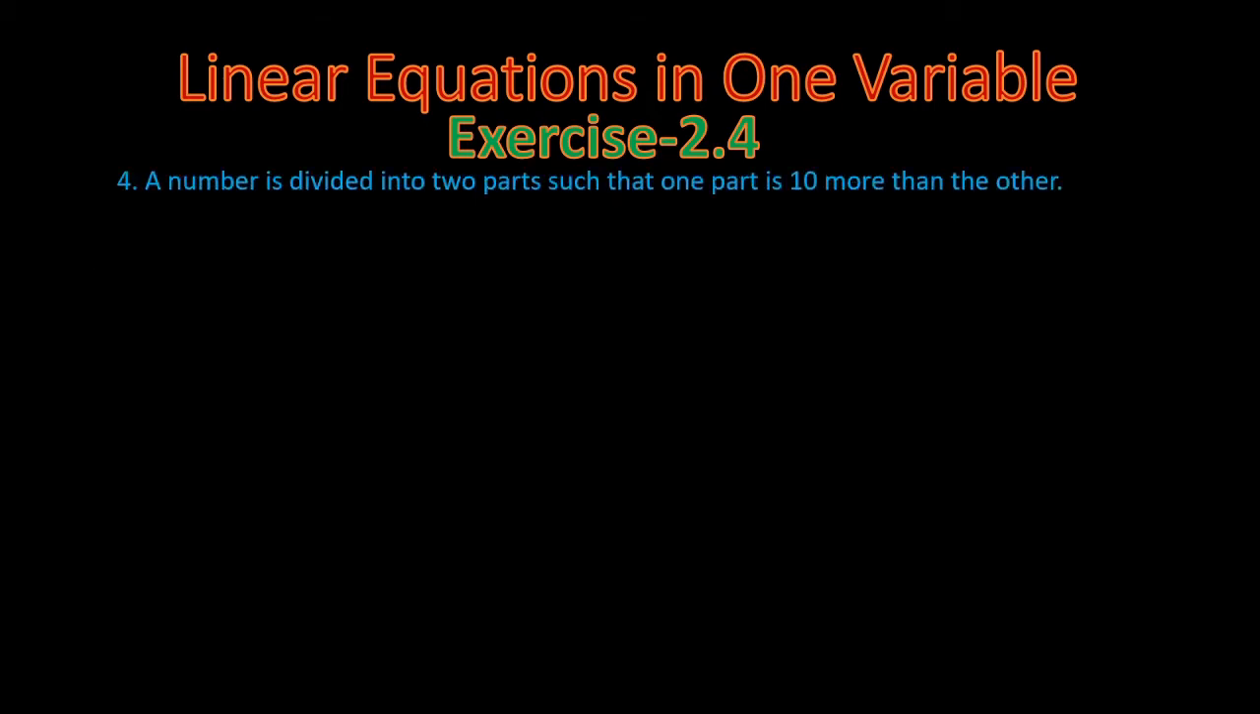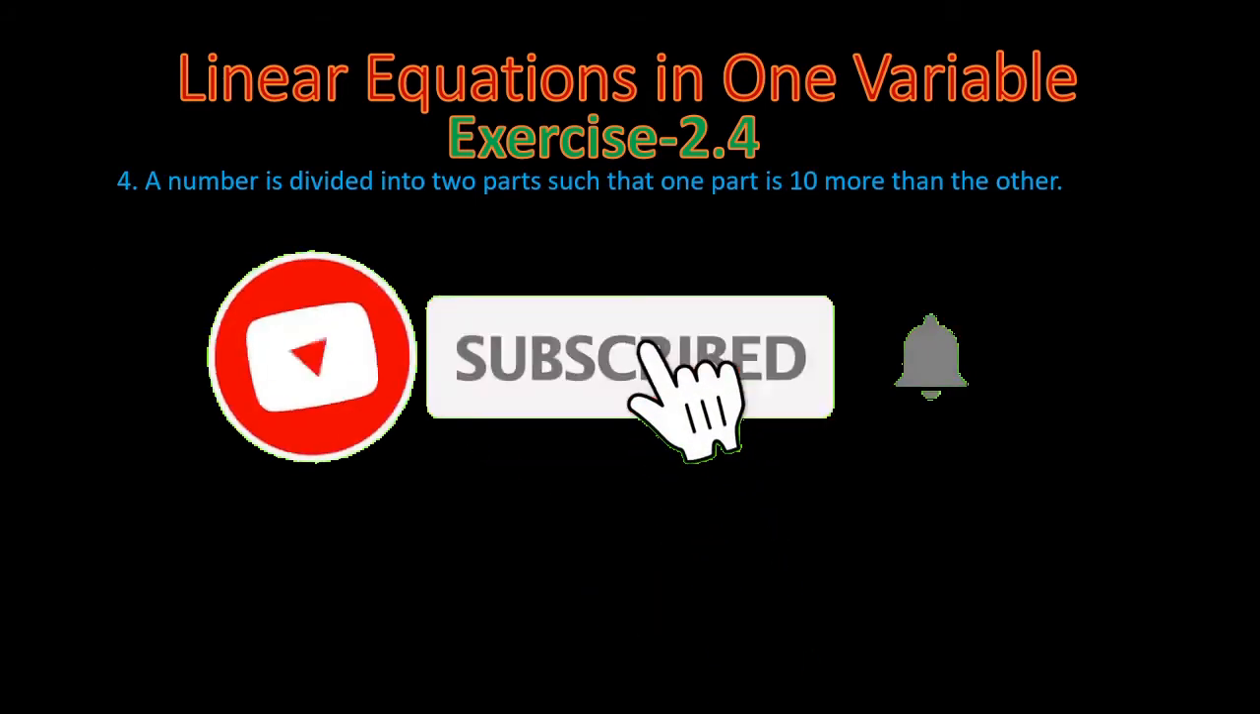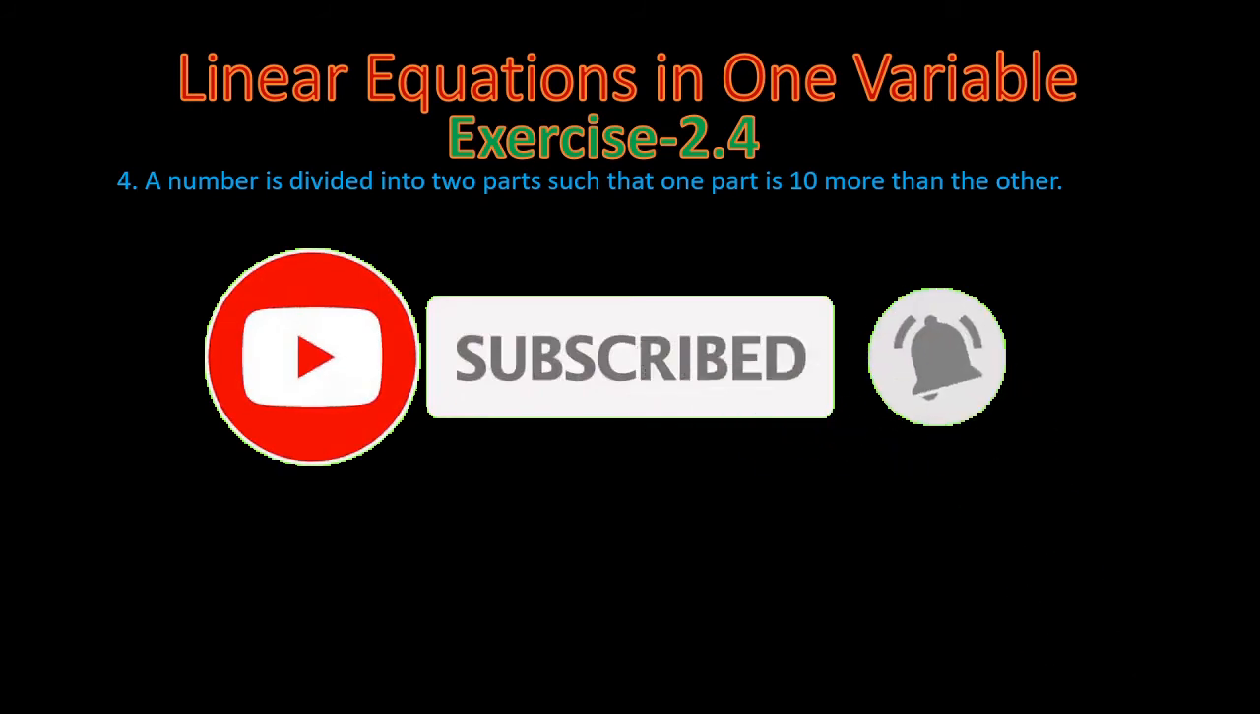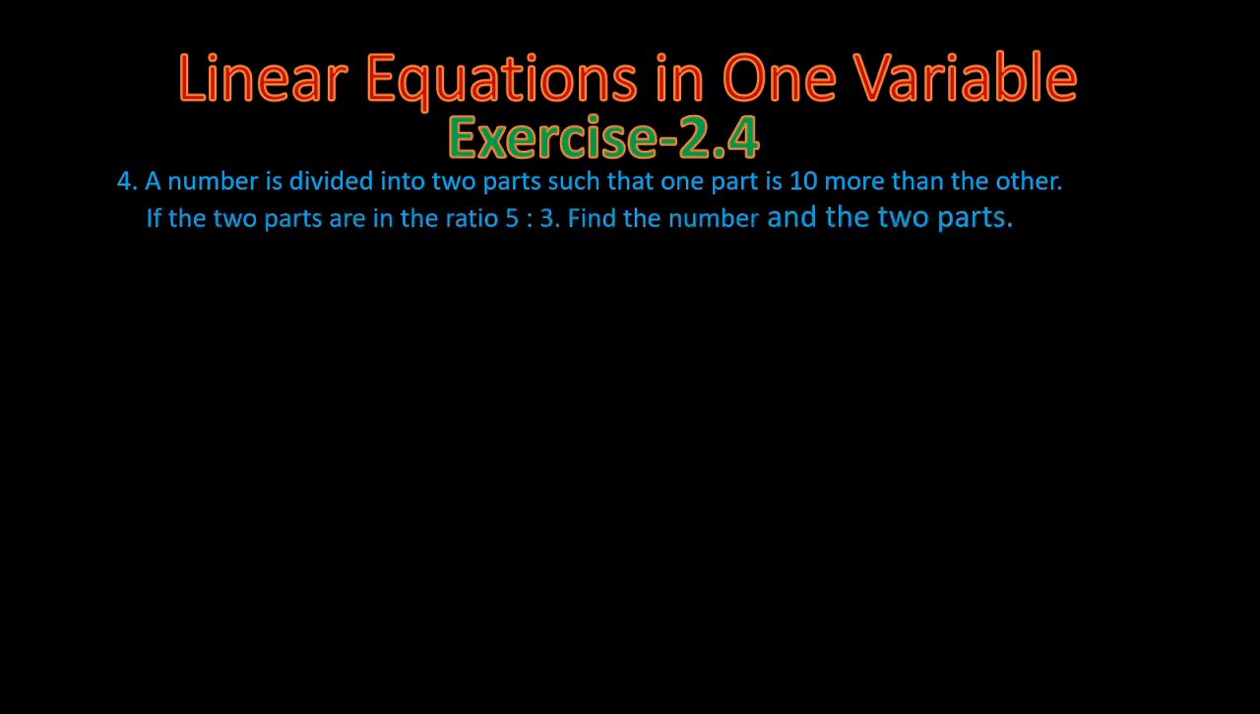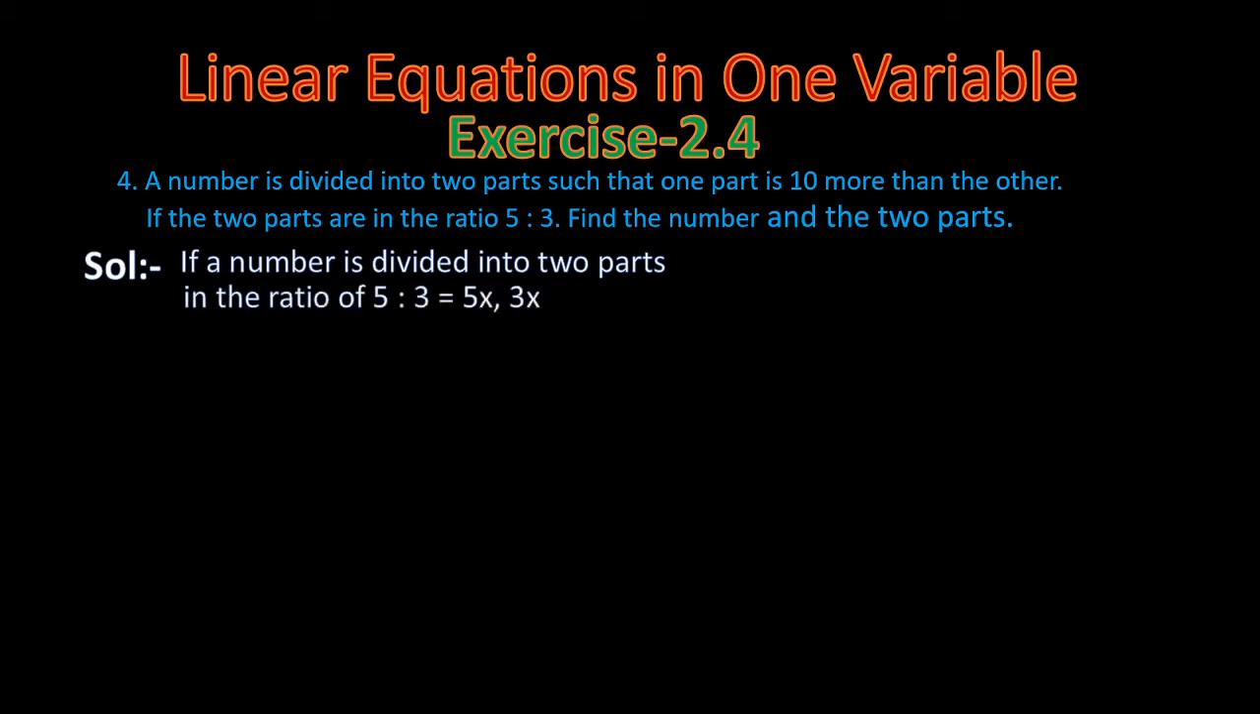Then go to next problem, fourth problem. A number is divided into two parts such that one part is 10 more than the number if the two parts are in the ratio 5:3. Find the number and the two parts. Solution: if a number is divided into two parts in the ratio of 5:3, the parts are 5x, 3x.